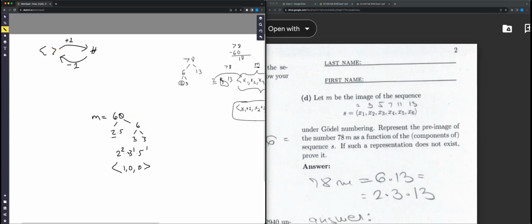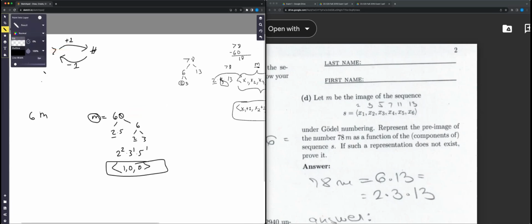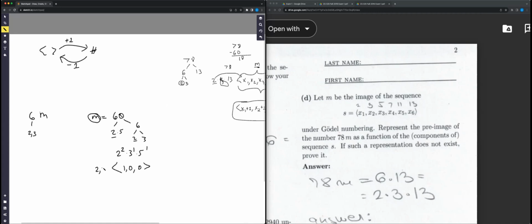So now I called it M, so this is my sequence for M. But now what if I wanted to do 6M? What I'm doing is taking whatever prime numbers are in 6 and adding them to the sequence. What's 6's prime factorization? It's just a 2 and a 3. So let's figure out a way to put a 2 and a 3 in. 2 goes here, and the 3 goes here. So our new sequence is now 3, 2, 1.